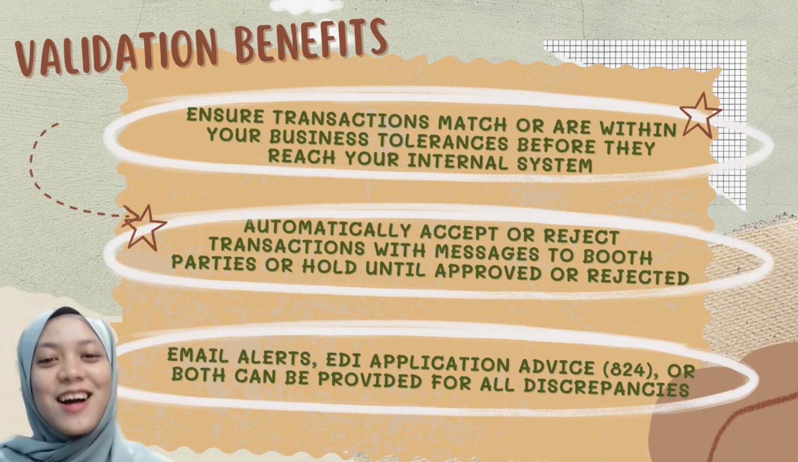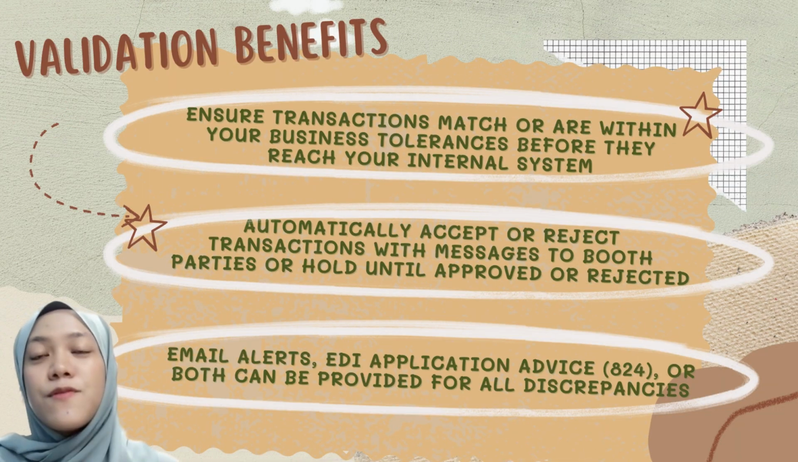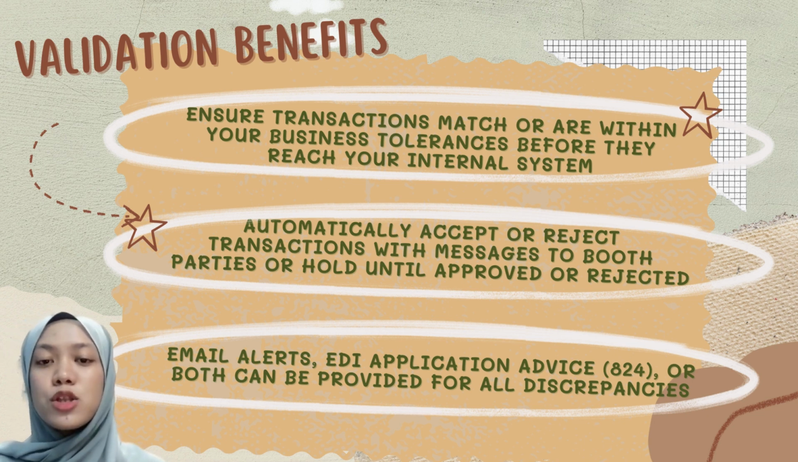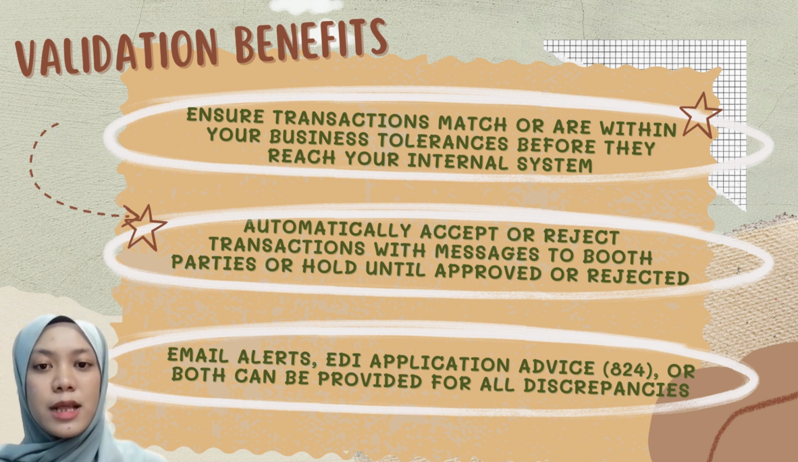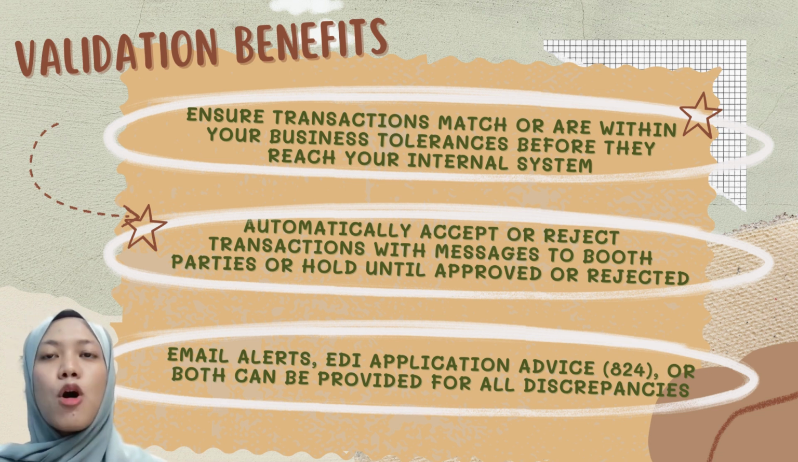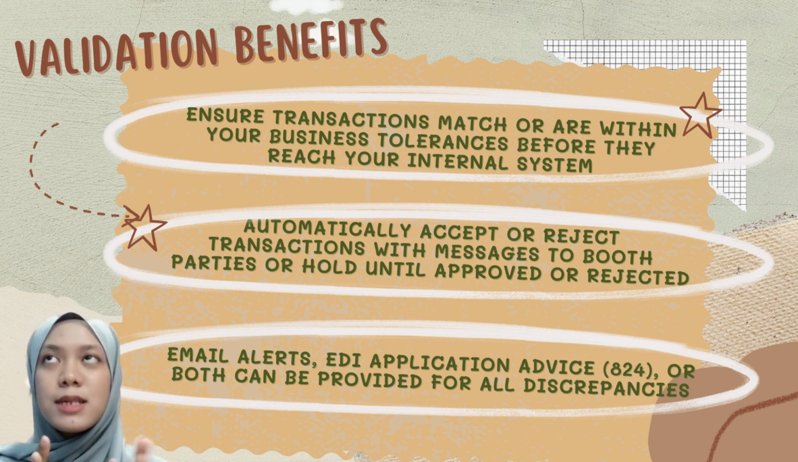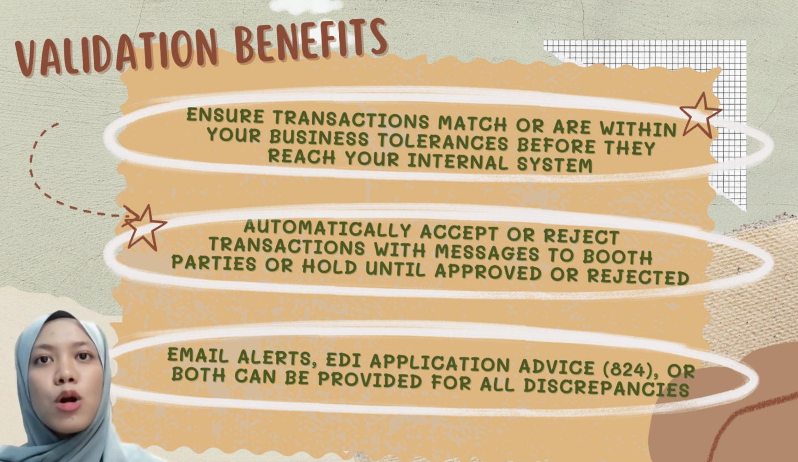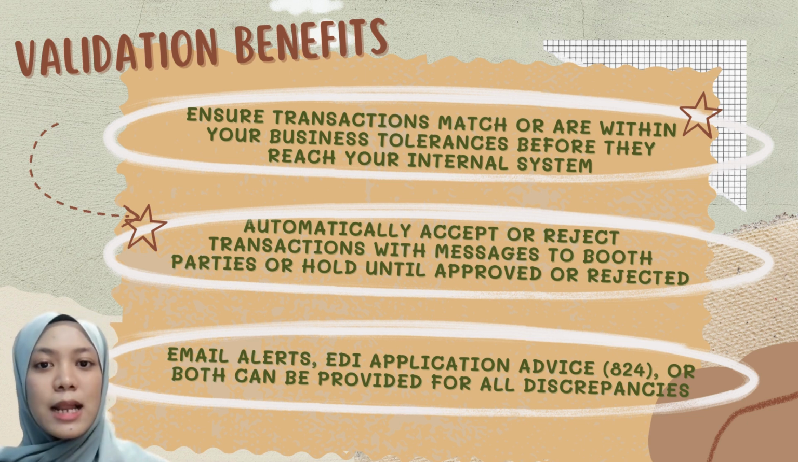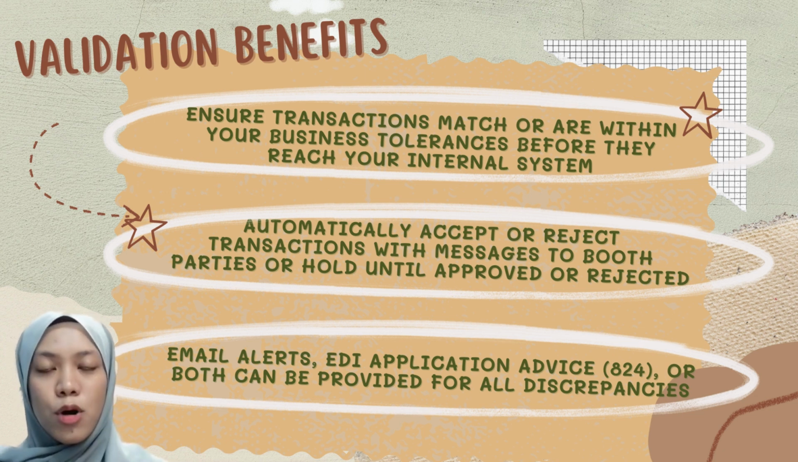Validation benefit. There are 3 validation benefits. The first one is to ensure transactions match or are within your business tolerance before they reach your internal system. The second one is to automatically accept or reject transactions with message to both parties, or hold until approved or rejected. The last one is email alert. Application advice 824 or both can be provided for all discrepancies.